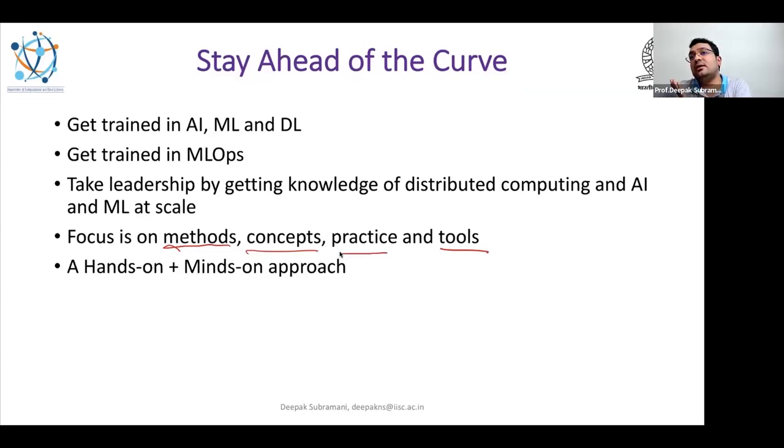ML, AI or software, right? So that is fine, but you must be working somewhere. This is for working professionals. And so our course is designed for working professionals.